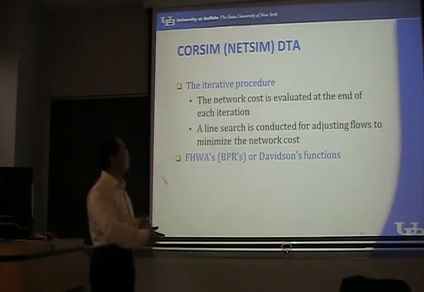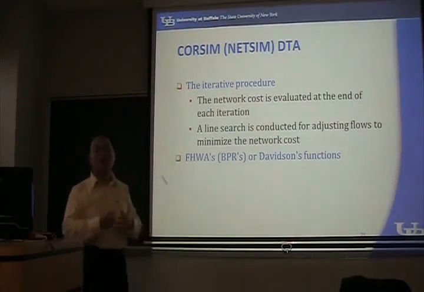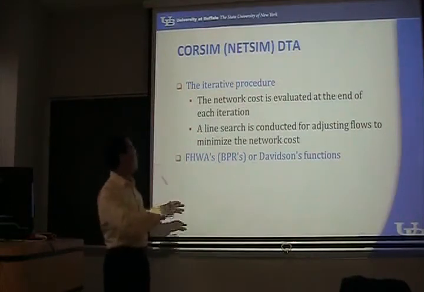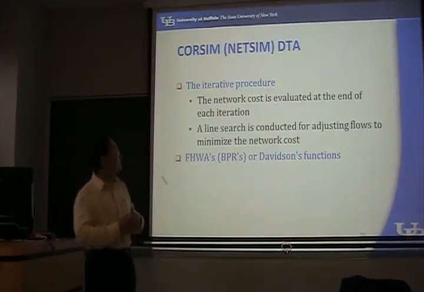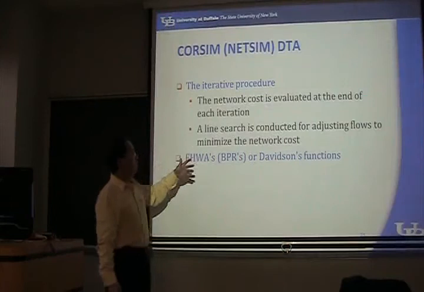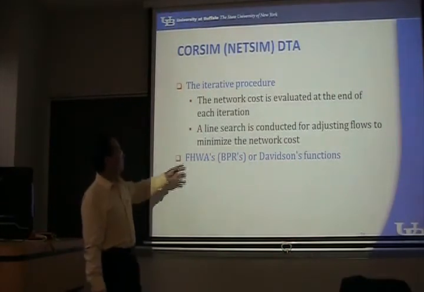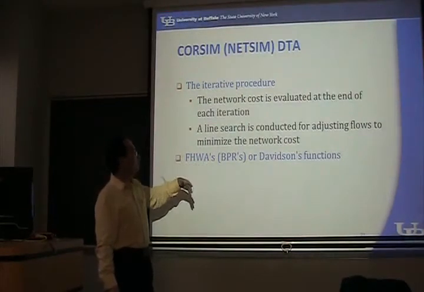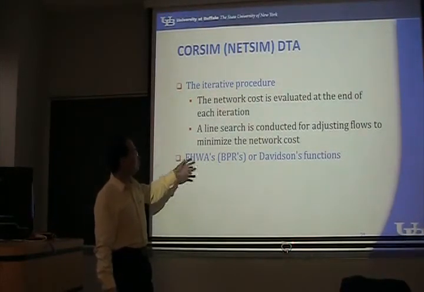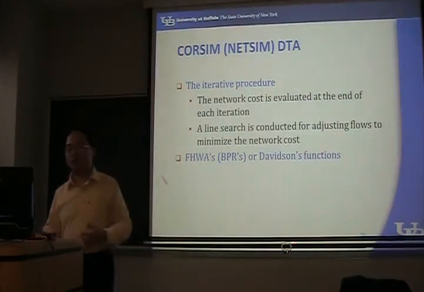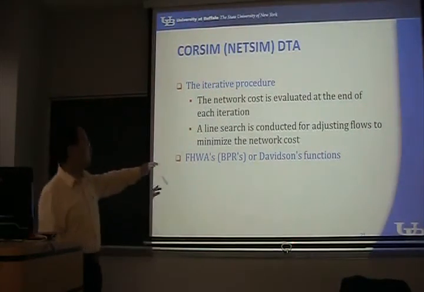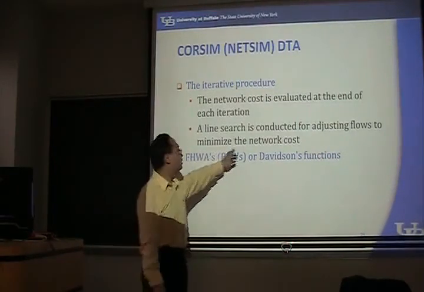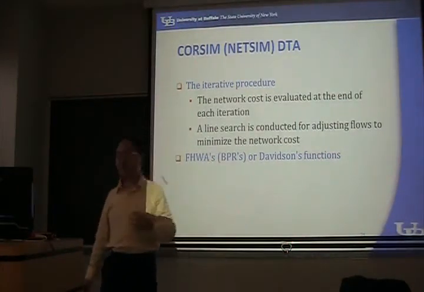It's still an iterative procedure, so it's very close to VSIM. CORSIM is also running the model several times, several iterations, and the network cost is evaluated. And they perform a line search to adjust flows to minimize the network cost. So their purpose is not UE, but SO, minimizing the network cost.